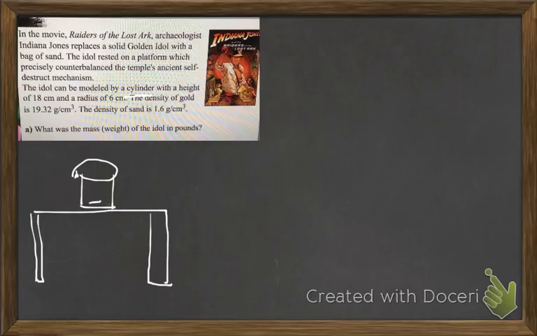Okay? Alright, so we're supposed to be finding the mass right here of the idol in pounds. So let's not worry about the pounds right now, but as soon as I see the word mass, I'm going to start with density equals mass over volume. Okay? And so I guess the first thing we can do is we can find the volume of this cylinder.